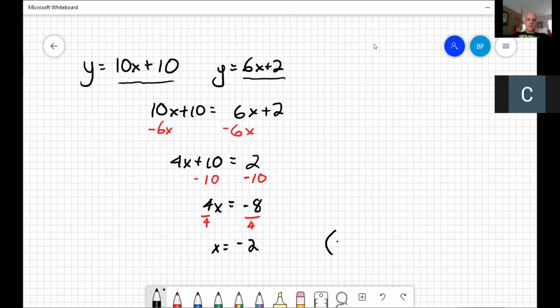So my solution is going to be a coordinate point of -2, something. I've got to figure out that something. I can come back then.